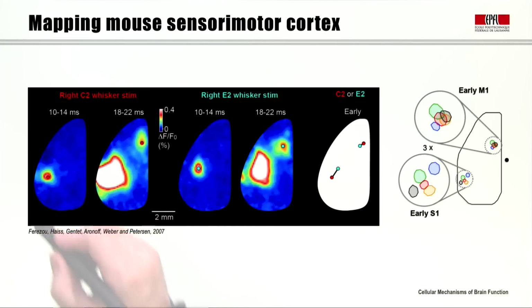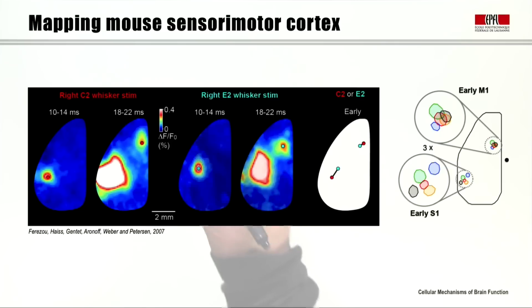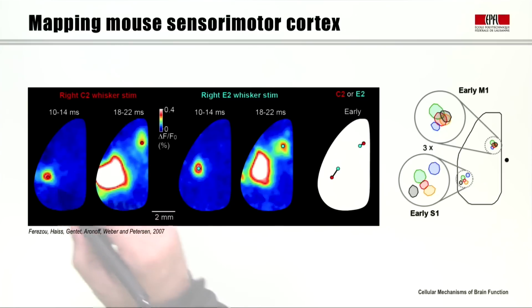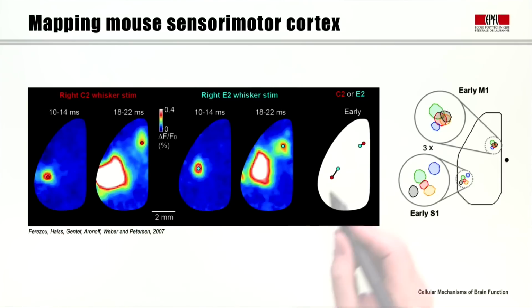Here on the left, we deflect the C2 whisker. We get an early localized sensory response some 10 milliseconds after whisker deflection. If instead we deflect the E2 whisker, we see that there's also a localized sensory response, but it's moved relative to the C2 whisker representation. It's moved by roughly 1 millimeter on the surface of the brain.